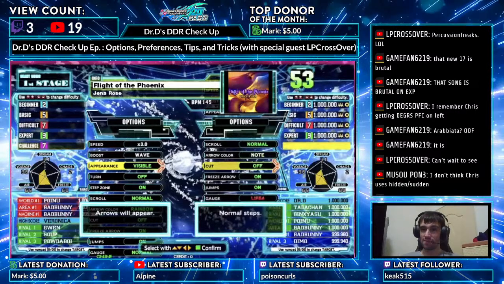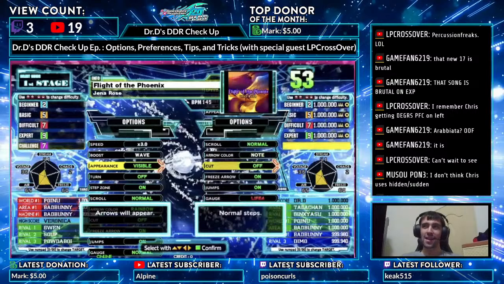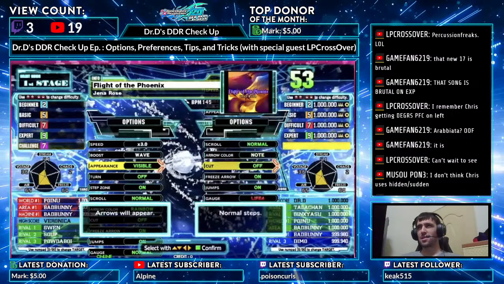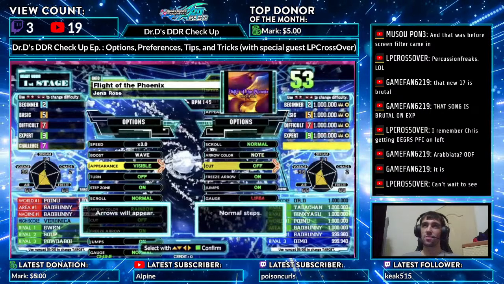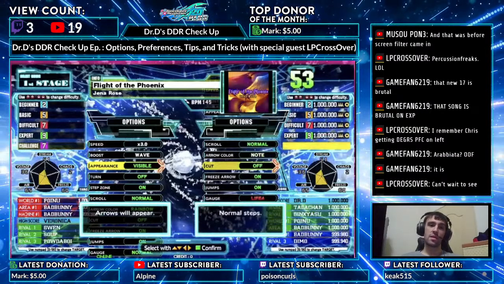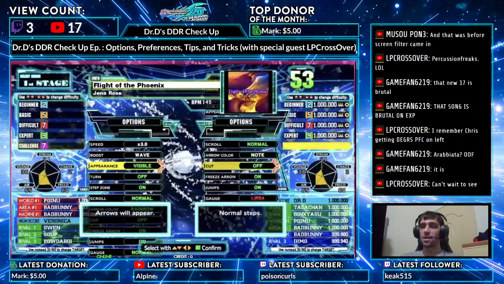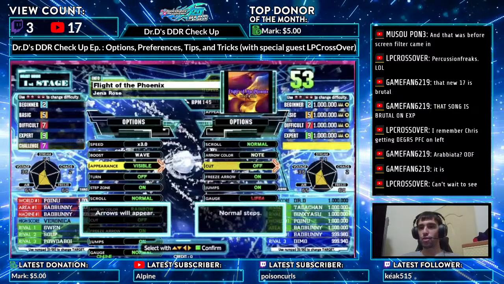It was awful. And then DDRX rolled around. I still stayed stuck to Rainbow for quite a while. But I'd say around maybe X2 or X3, I finally realized with the screen filter darkest, finally Note seemed like a pretty good option.